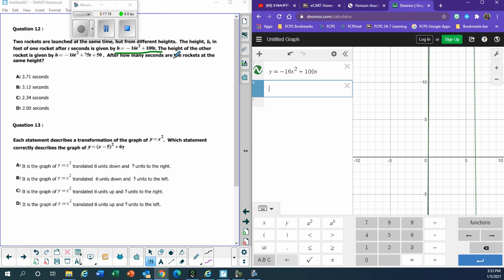After how many seconds are the rockets at the same height? So where are they two going to intersect, right? That's what you need to do. They're going to be on the same height.